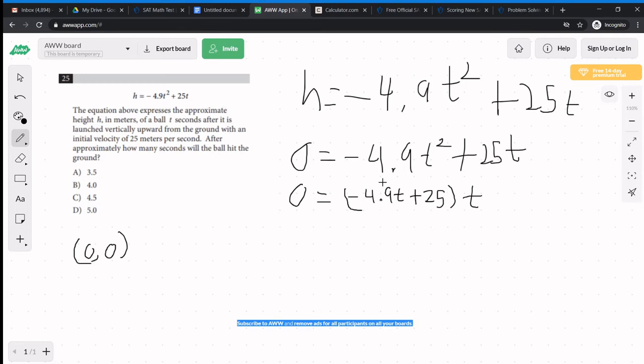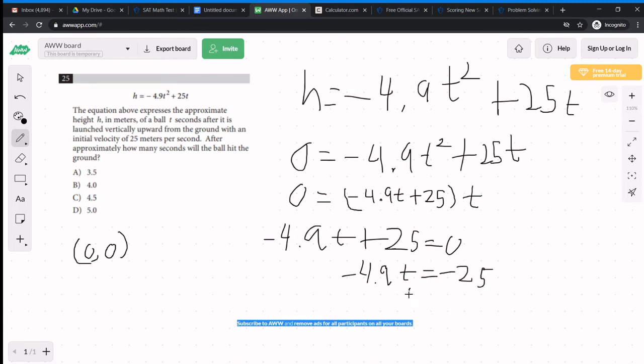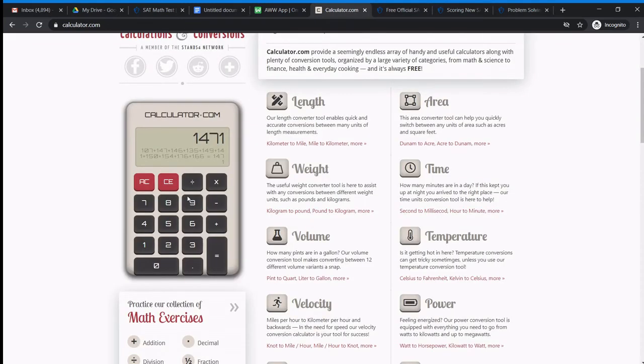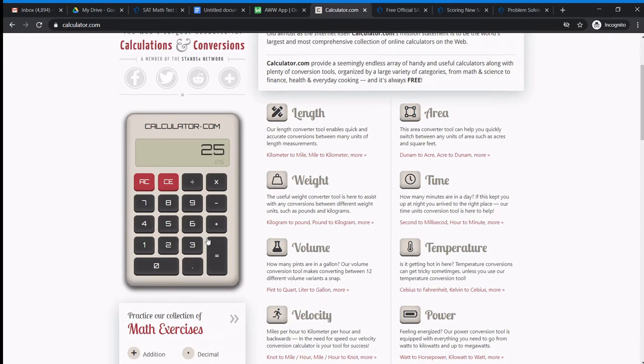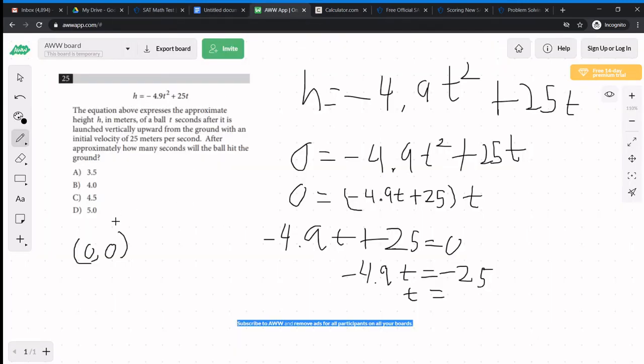So we're looking for this value right here. Negative 4.9t plus 25 equals 0. Negative 4.9t equals negative 25. t equals 25 over 4.9. We get 5.1. So our answer will be approximately 5 seconds.